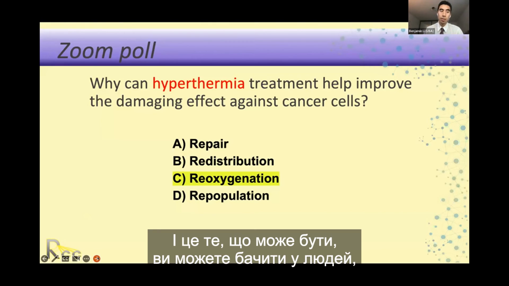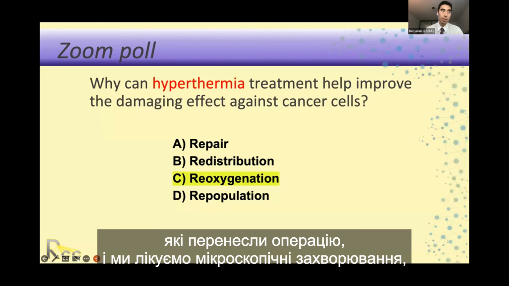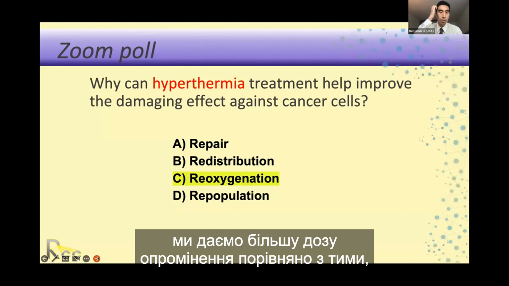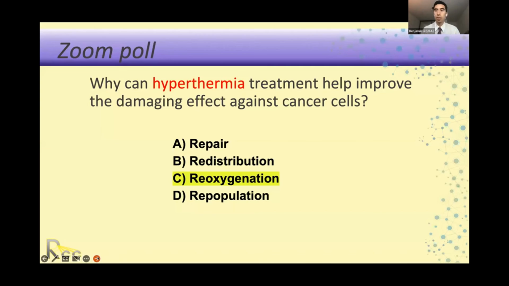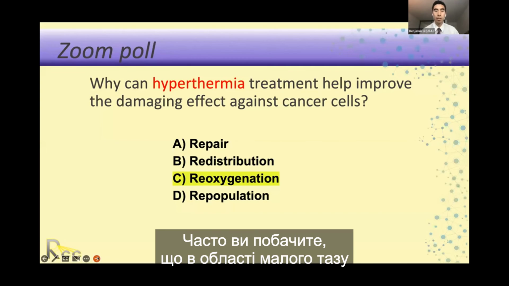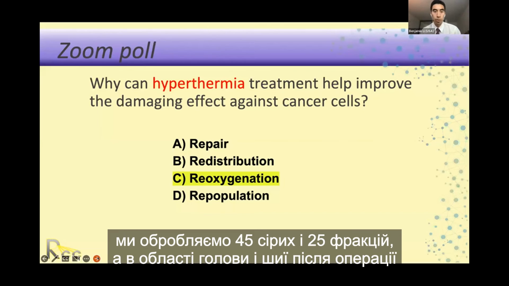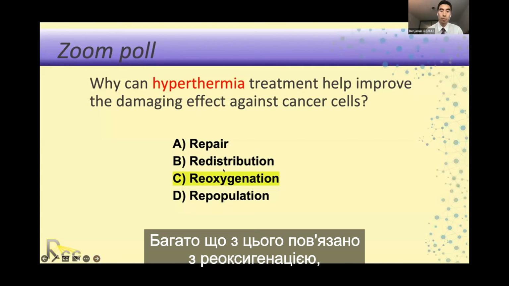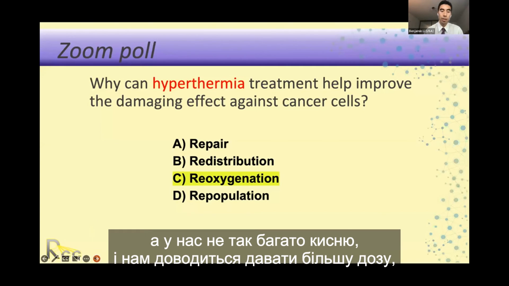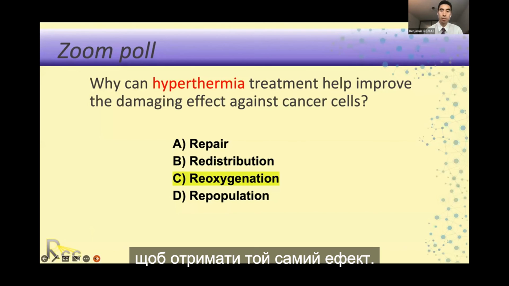And this is something you may see in someone that has surgery and we're treating microscopic disease: we give a higher radiation dose compared to someone who didn't have surgery and we're treating microscopic disease. A lot of times you'll see, like in the pelvis, we're treating to 45 gray in 25 fractions. But in head and neck, after a surgery, we're treating to like 60 gray. A lot of this has to do with reoxygenation. If we don't have as much oxygen, we have to give a higher dose to get the same effect.